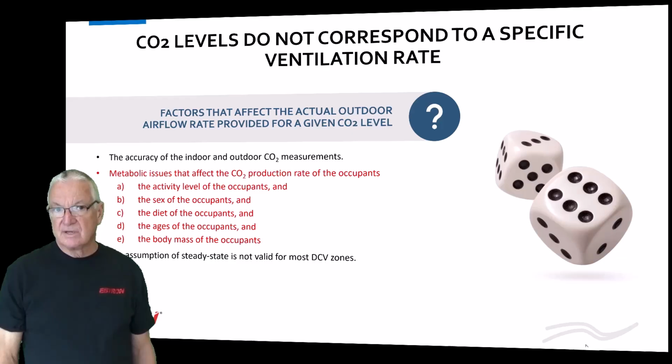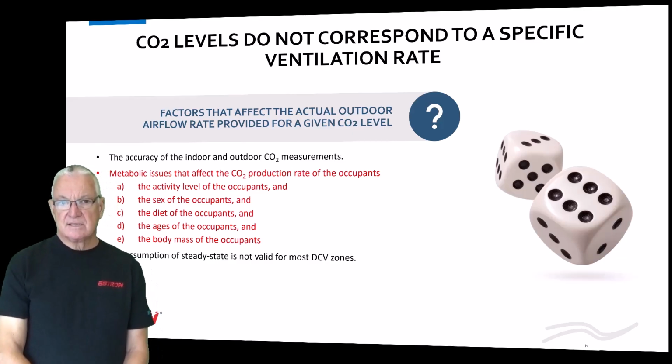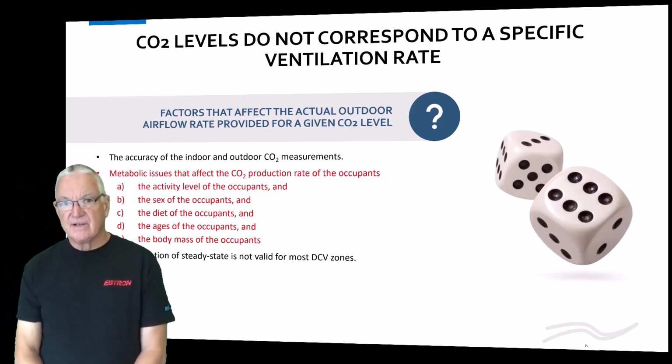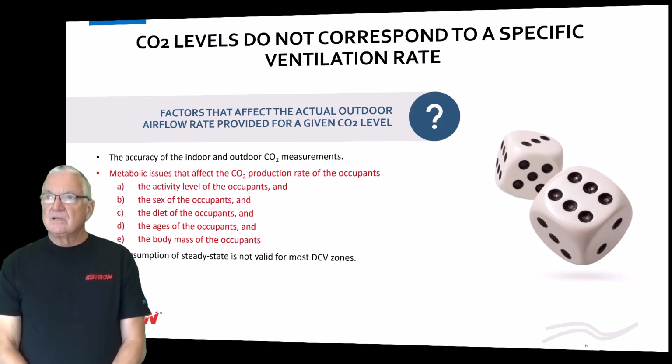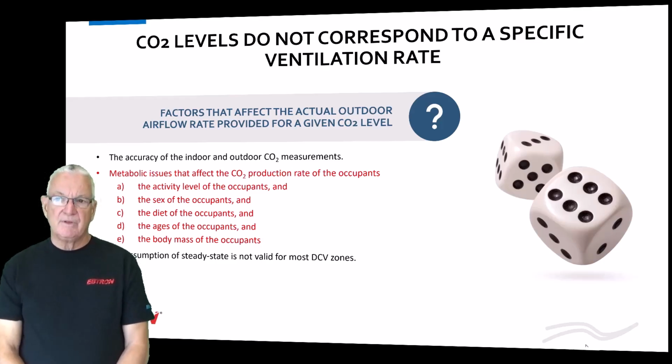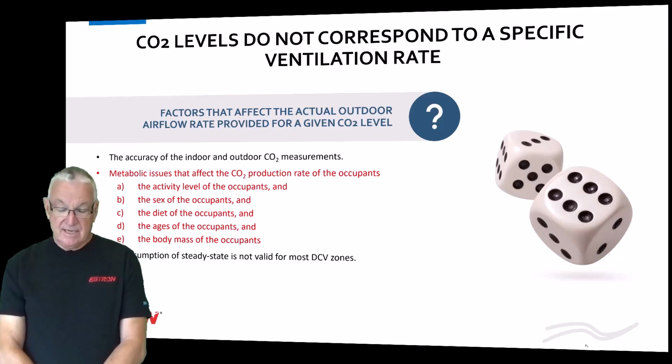Okay, now we're going to move on a little bit and look at some other errors that we still have to deal with, and it's these metabolic issues that affect CO2 production rates. It's a little bit unfortunate. I think Standard 62 has tried to address this in a simplified manner, but if you look at the way this all came out, there was an addendum AB, which came out probably 6 years ago. I kind of liked it. It went through and calculated what the CO2 set point should be, and it didn't get approved.